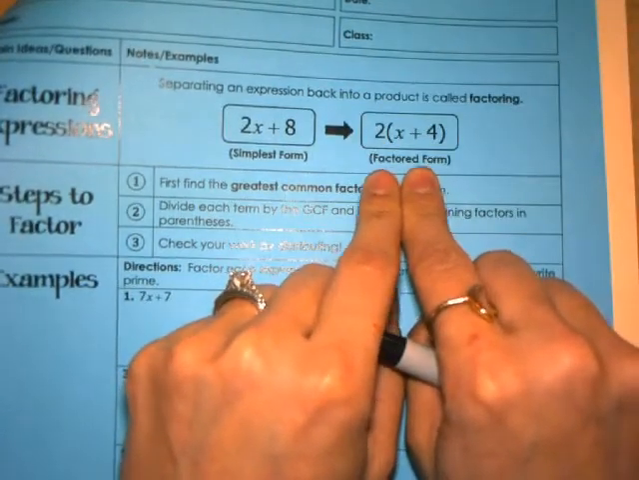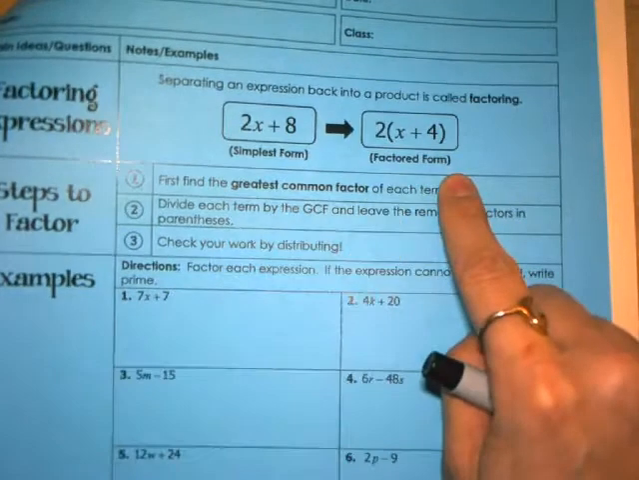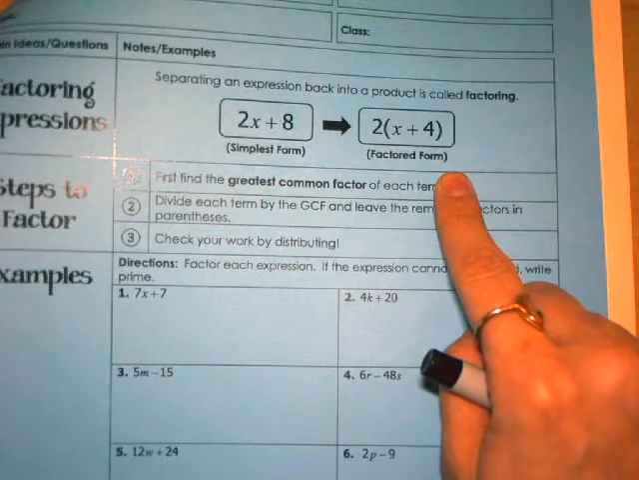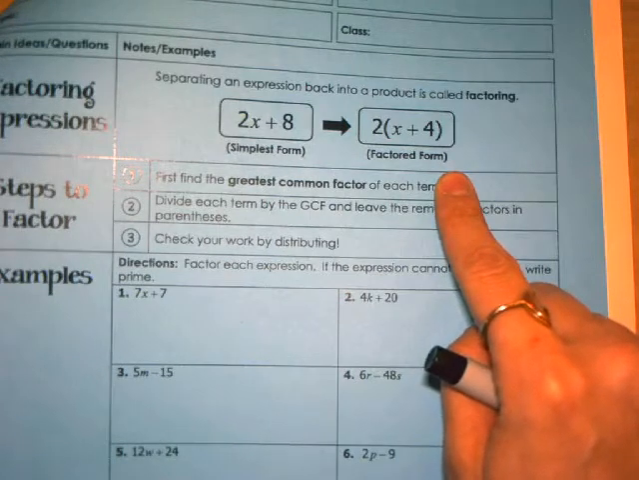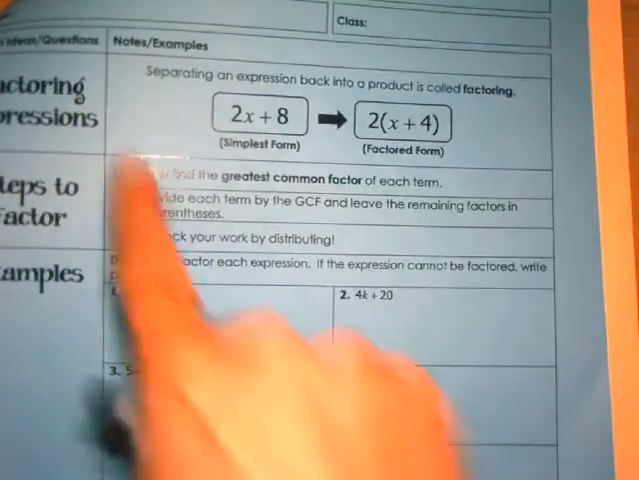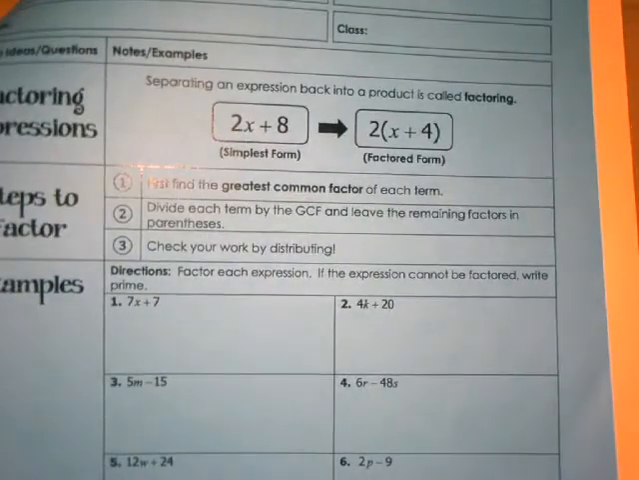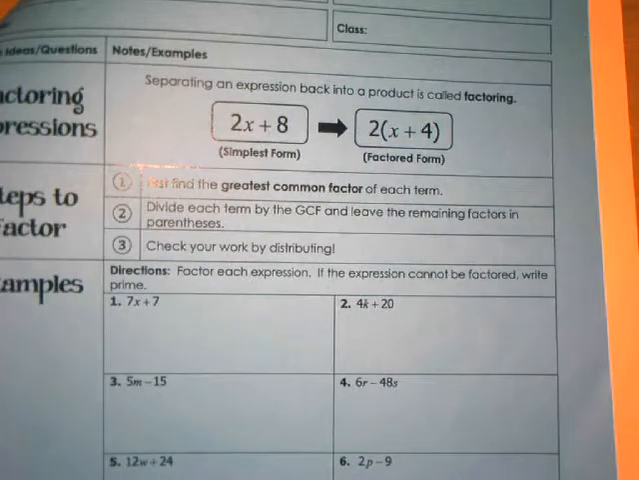And that looks like what you have before you do the distributive property. Does that make sense? So it's like we're reverting back to before we distribute the number through. There are 3 steps that tell you how to do that. Step 1 says to find the greatest common factor of each term. Whatever problem you're doing, you need to find the largest number that goes into both numbers that you see.